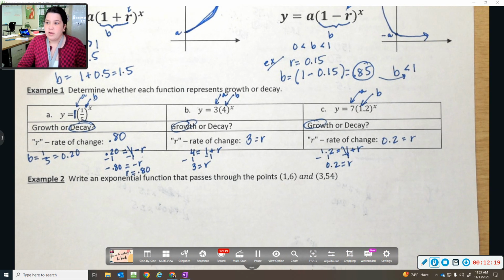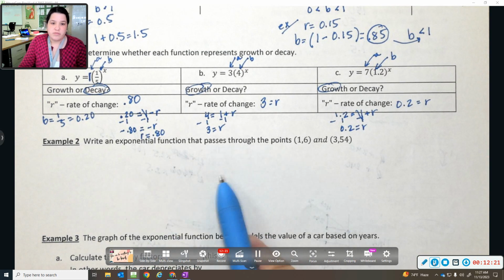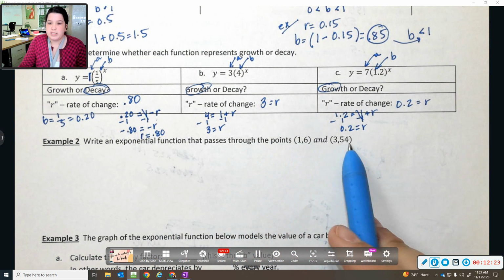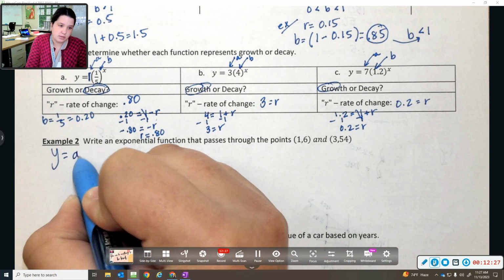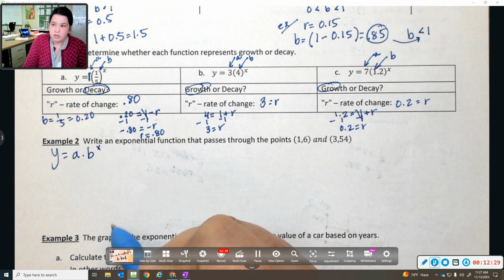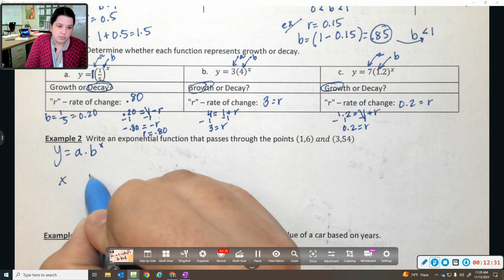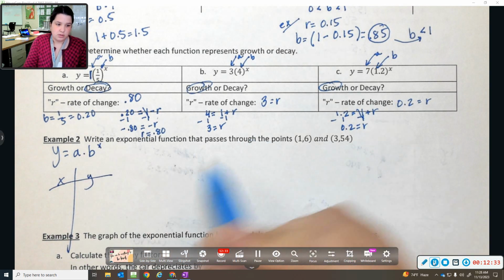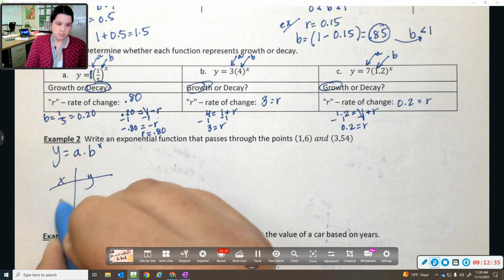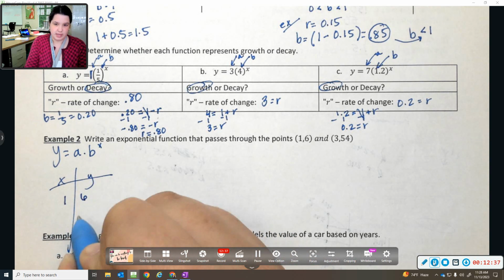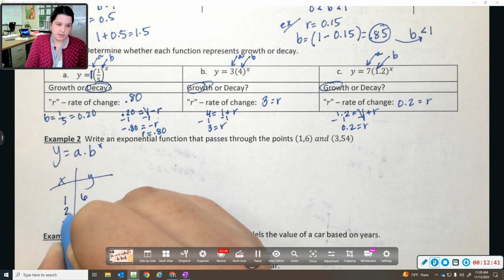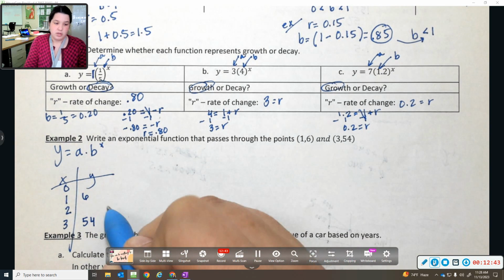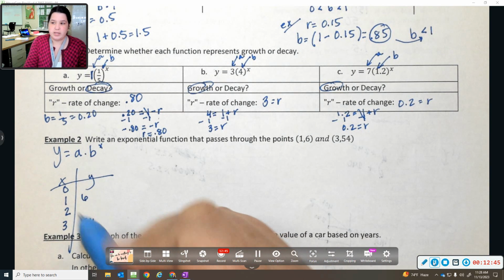All right. Write an exponential function that passes through the points (1, 6) and (3, 54). So here's our general form: y equals a times b to the x. Well, let's put these on our table. So we have (1, 6) and then (3, 54). Well, we know we're going to have 2, and we know we're going to have 0. So we need to figure out what that is first.